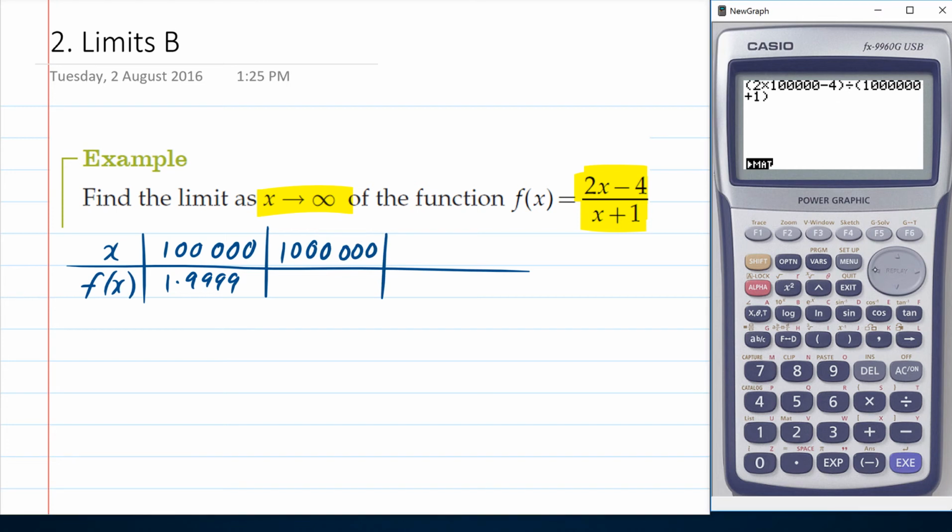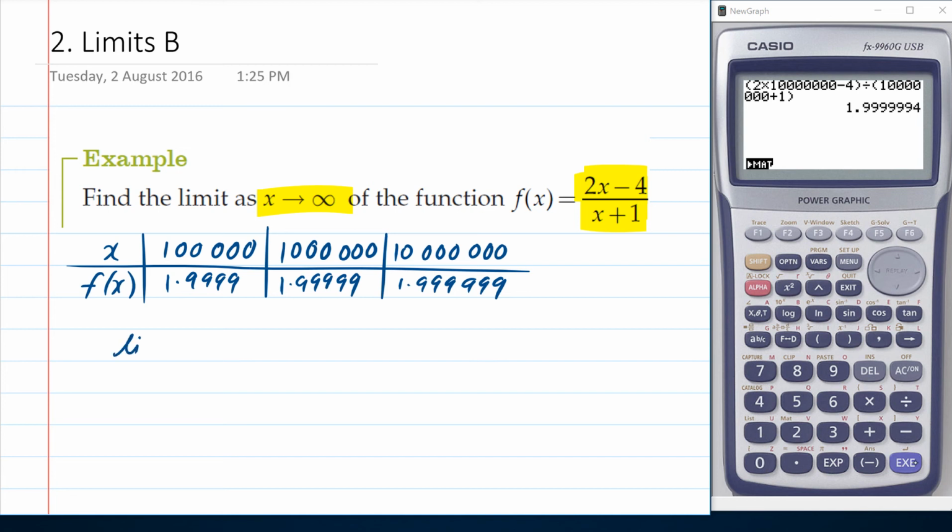So let's see what we get if I put in an even larger number, such as 1 million. So I'll go back and put another 0 into my 100,000s, and we get 1.99999. So 5 nines. Okay, we'll do one more. Let's try 10 million. So we're approximating infinity with 10 million. Now I'm going to put another 0 in each of my millions to make it 10 million. And we get 1.999999, so 6 nines. So hopefully what you can see here is it's getting closer and closer to 2.